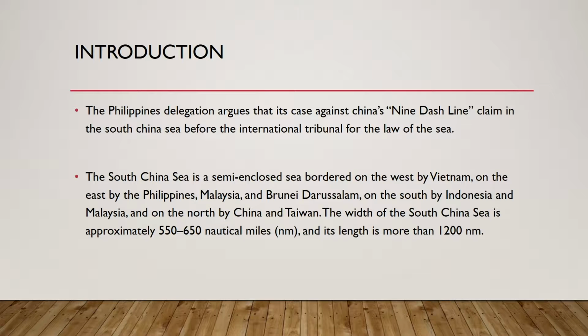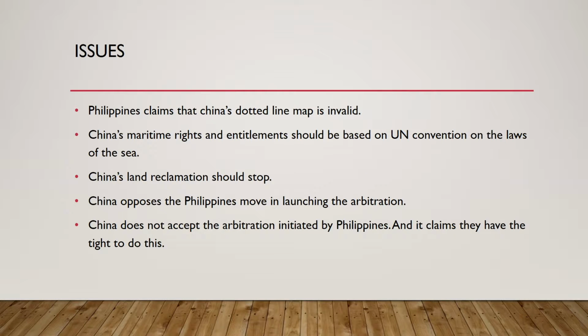The South China Sea is a semi-enclosed sea bordered on the west by Vietnam, on the east by the Philippines, Malaysia, and Brunei Darussalam, on the south by Indonesia and Malaysia, and on the north by China and Taiwan. The width of the South China Sea is approximately 550 to 560 nautical miles, and its length is more than 1200 nautical miles.